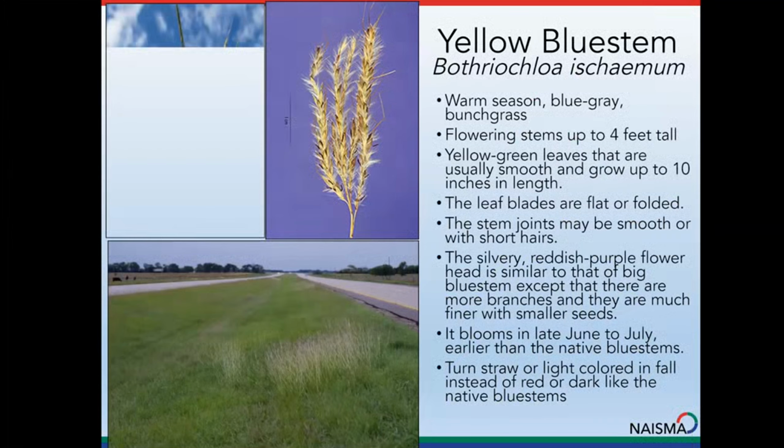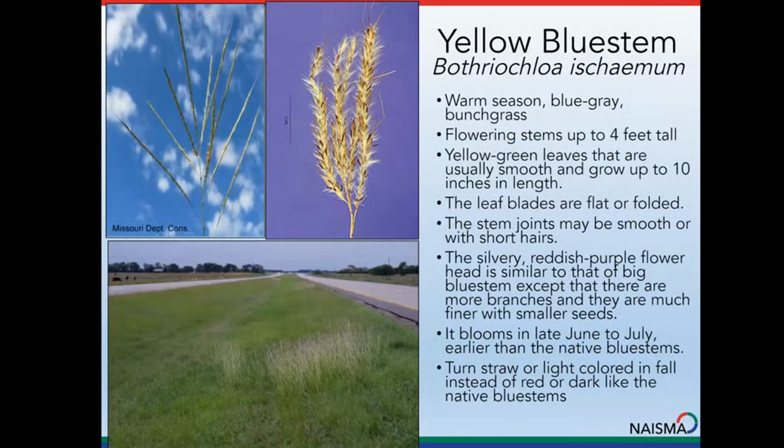All right, so then we move to our other blue stem that was added a few years ago. This is yellow blue stem. It is also a warm season blue-gray bunch grass. Its flowering stems can be up to 4 feet tall. It has yellow-green leaves that are usually smooth. The leaves can grow up to 10 inches in length. So, long leaves on this plant.